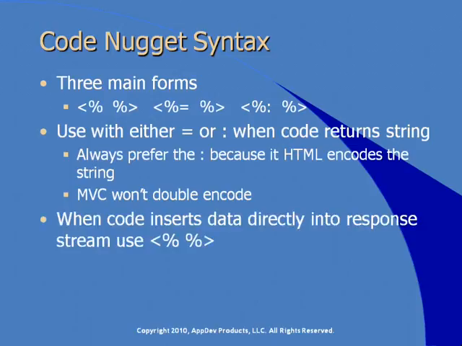Now you should use the angle bracket percent format when the method you call inserts data directly into the response stream for the view. But the problem is, it isn't always obvious what methods return strings and which write to the stream. So it's a matter of looking at the return type of the method that you're calling. So maybe by documentation or a little bit of trial and error.